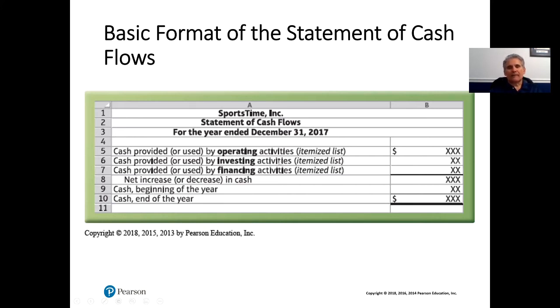Now, once you have the cash flows from each activity, you're going to sum those up, and then you're going to take into consideration the beginning of the year cash. And then once you've seen the change in the year plus what you started off with, you should have the end of the year cash. And this balance at the end of the year should be equal to what you're showing on a balance sheet.